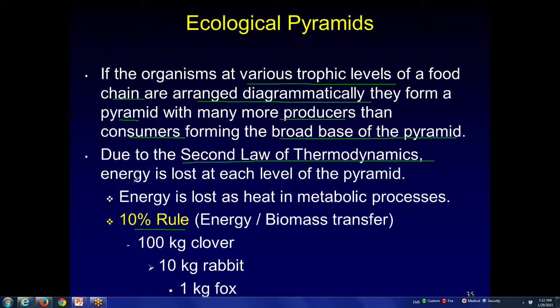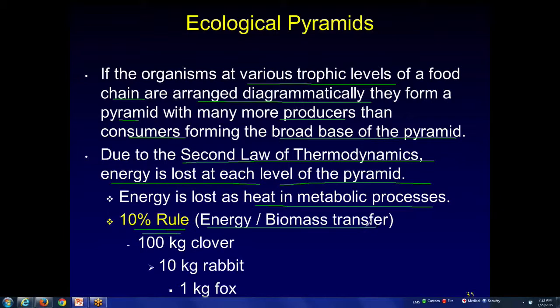Again, the second law of thermodynamics has a lot to do with this. Remember, that law says that energy is lost at each level of the pyramid. So every time there's an energy transformation, and every time one organism is consuming another, we lose a lot of energy in the form of heat mainly. So energy is lost as heat in these metabolic processes. And so we have this thing called the 10% rule. It's a rough number, guys. It's not exactly 10%, but we can use that as an idea of what's happening.